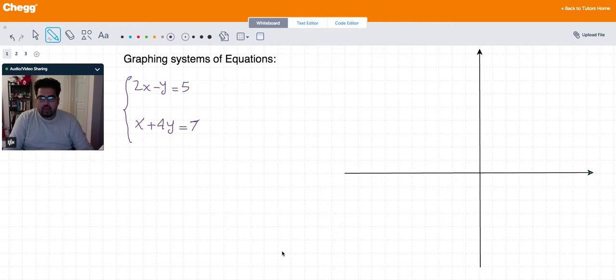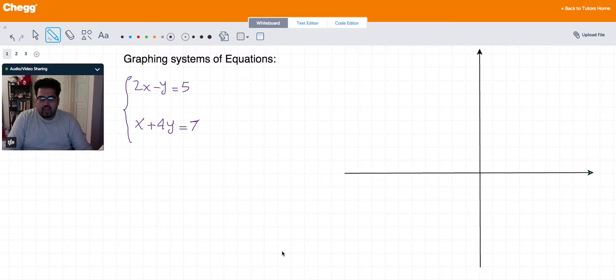Today I'm talking about graphing systems of equations. This is basically a graphical method to find a solution of a system of equations. So we can have either two equations, two unknowns, three equations, three unknowns, and so on.